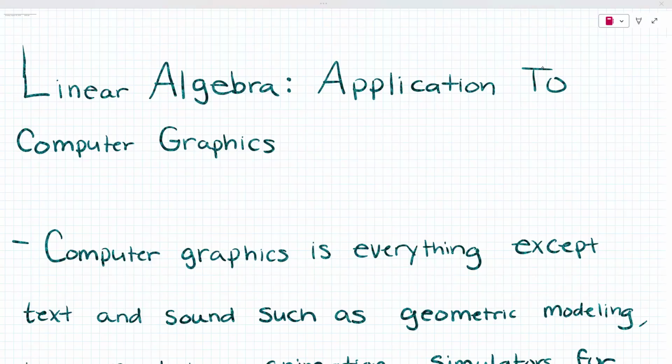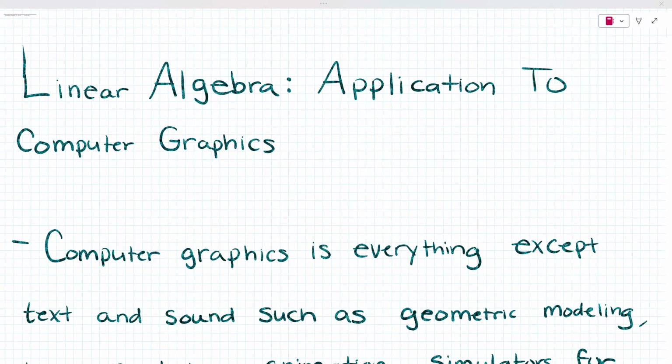Hello, in this video we will go over applications in computer graphics and how they're related to transformation. So this is linear algebra, and we are going to learn about applications to computer graphics. Basically, what we have learned so far were matrices, and we can use those matrices for computer graphics. So what is computer graphics?